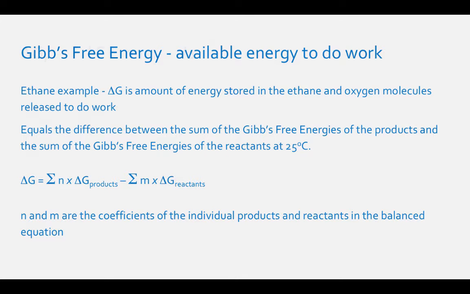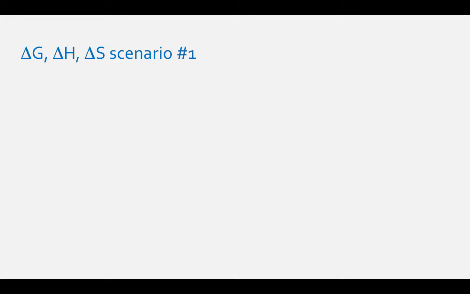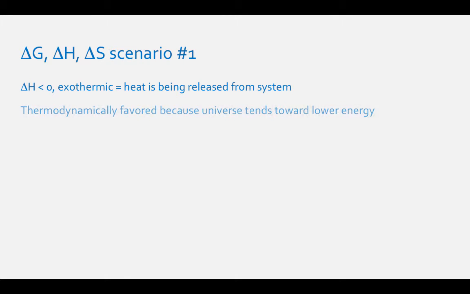Let us run through some scenarios concerning delta G, delta H, and delta S. If delta H is negative, this indicates an exothermic reaction and heat is being released from the system. Since the universe always tends toward lower energy, if the system is releasing heat, this is thermodynamically favored. If delta S is positive, this means that the energy is dispersed and the entropy of the system increases. Again, this is thermodynamically favored.